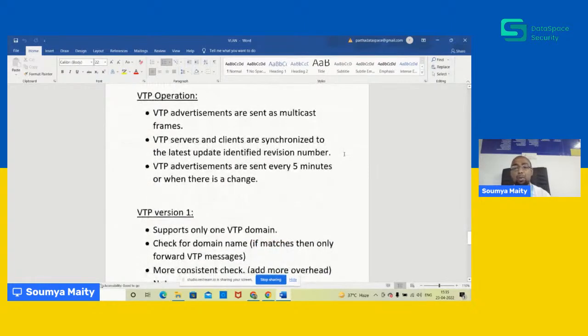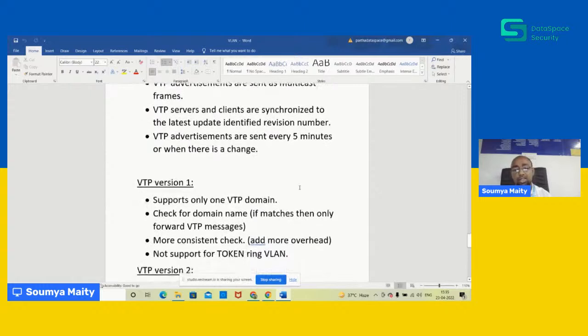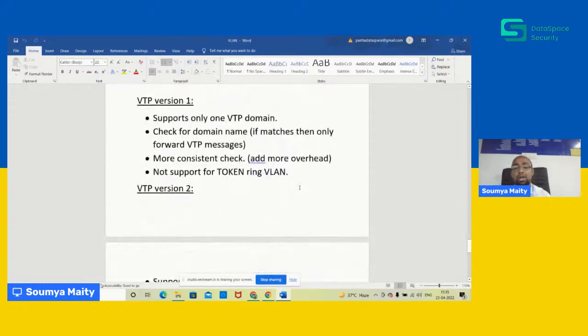Next is VTP operation. VTP advertisements are sent as multicast frames, and VTP servers and clients are synchronized to the latest update identified by the revision number. VTP advertisements are sent every 5 minutes or when there is a change. When there is a change, VTP will update. There are two versions of VTP, VTP version 1 and VTP version 2.